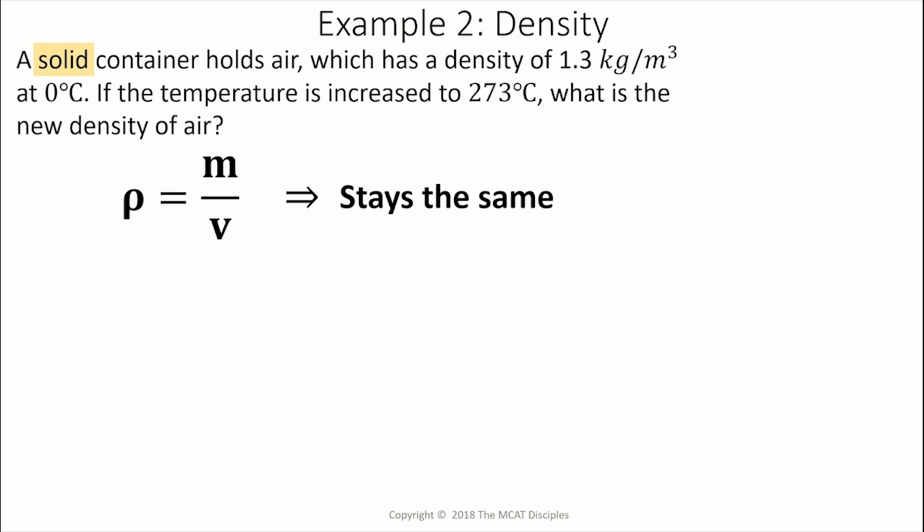Now, it's critical that it's a solid, because if that wasn't a solid container, then potentially the density could have changed here. Potentially. I mean, we'd have to see the specifics of the question. But if it's a solid container, you know the volume is not changing. And so that right there finishes the question. The density is still 1.3 kilograms per meter cubed.